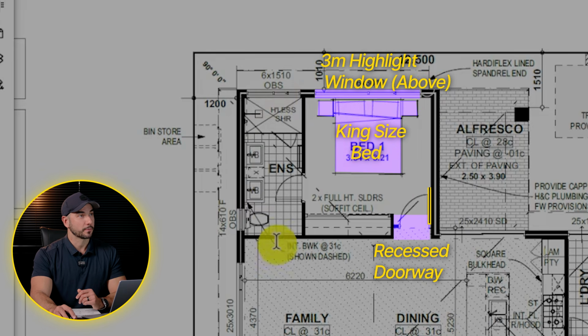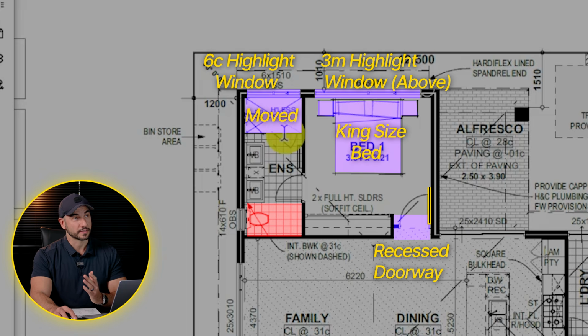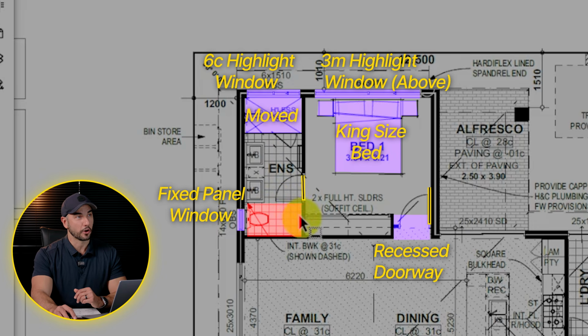And then the ensuite. We've swapped the location of the shower recess with the WC. We've now got a 6-course highlight window in the shower recess. I've made the shower recess bigger, and we also have a fixed panel window behind the WC. Really important to note the way that the door opens, so it is keeping the WC private and it opens onto the double vanity and the shower recess.